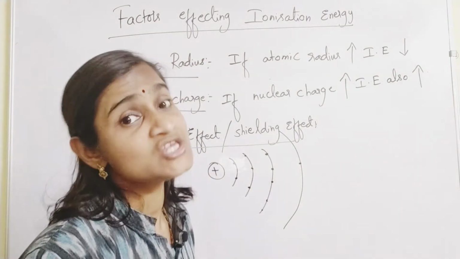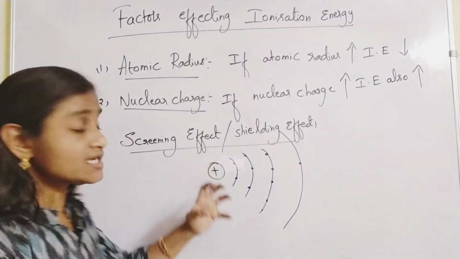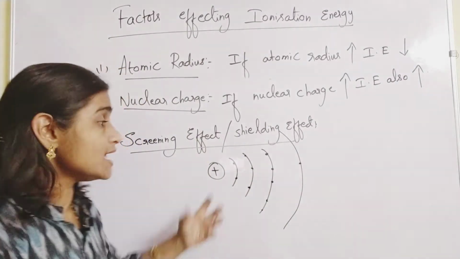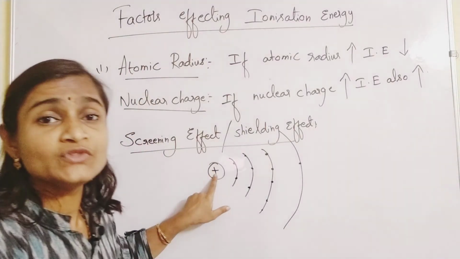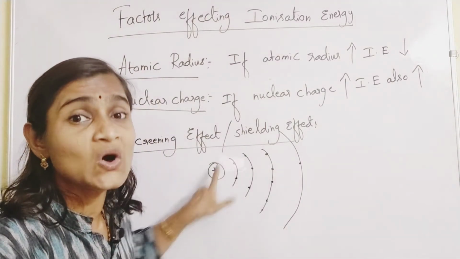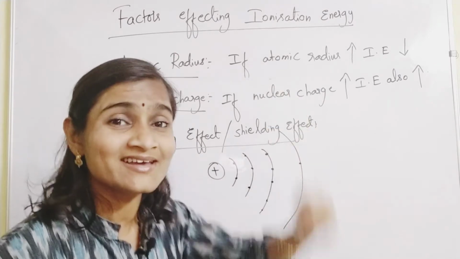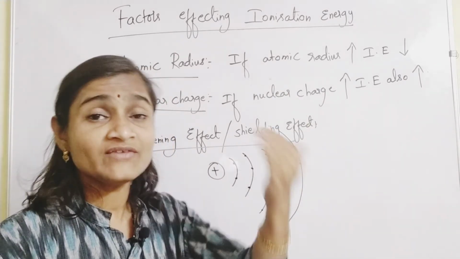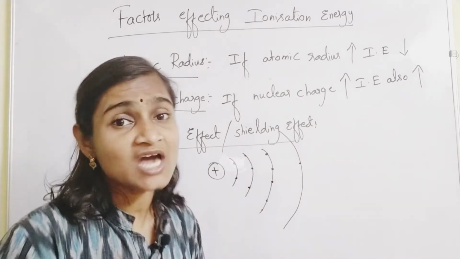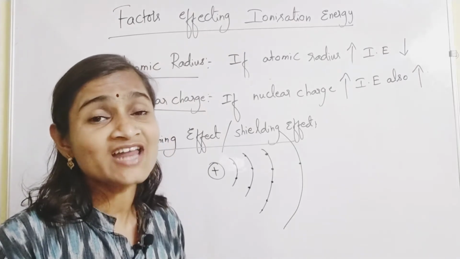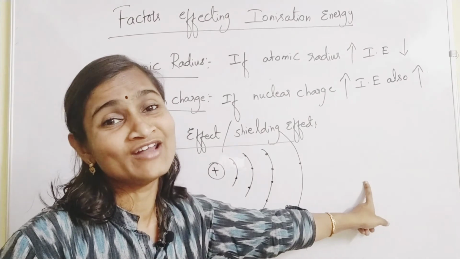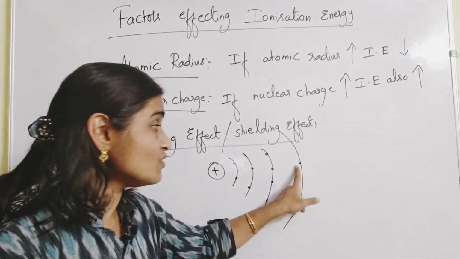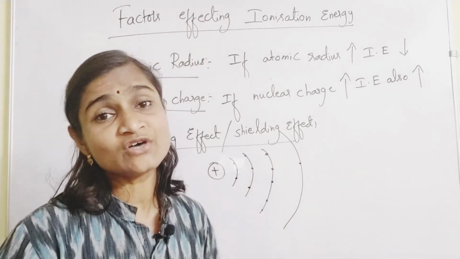Screens or shields. Okay, they are objecting. In other words, what we can say is they are objecting. So what happens? The influence of the nucleus, the focus of the nucleus on the last orbit electron decreases. So if it decreases, nuclear charge decreases. If nuclear charge decreases, it is easy for us to remove this electron. Isn't it? It is now not under the influence of the nucleus.